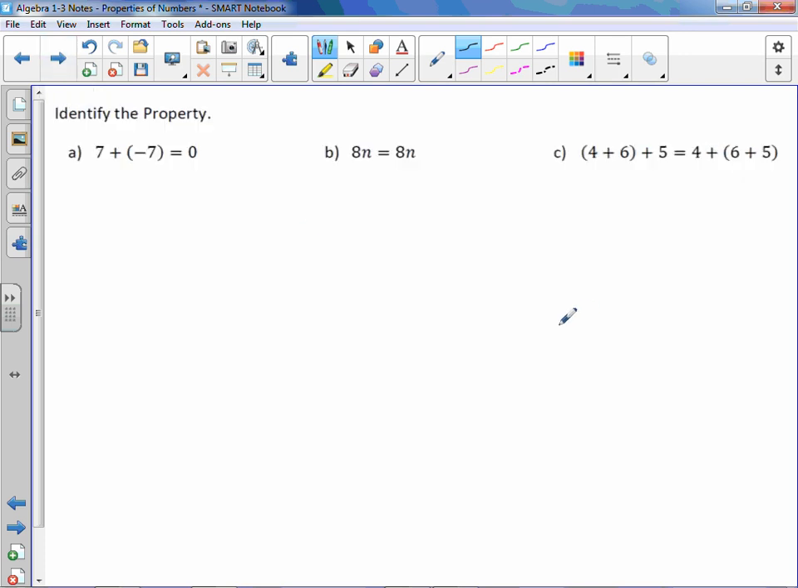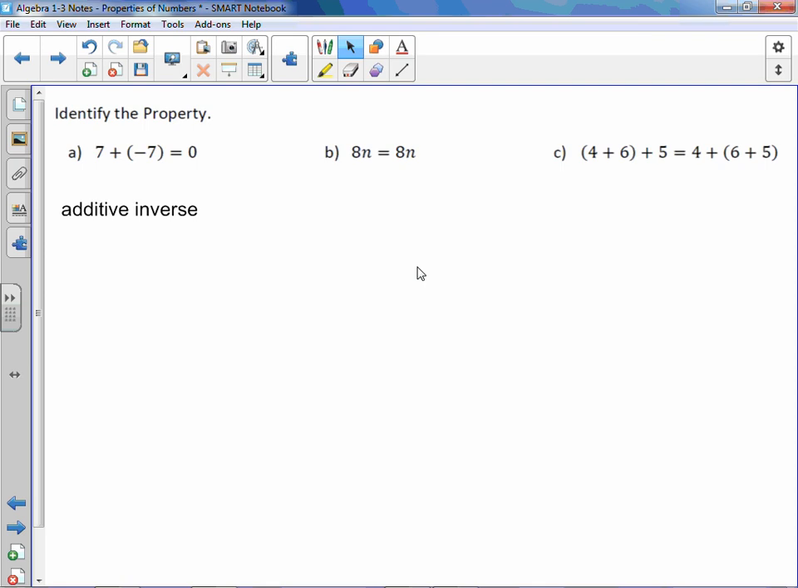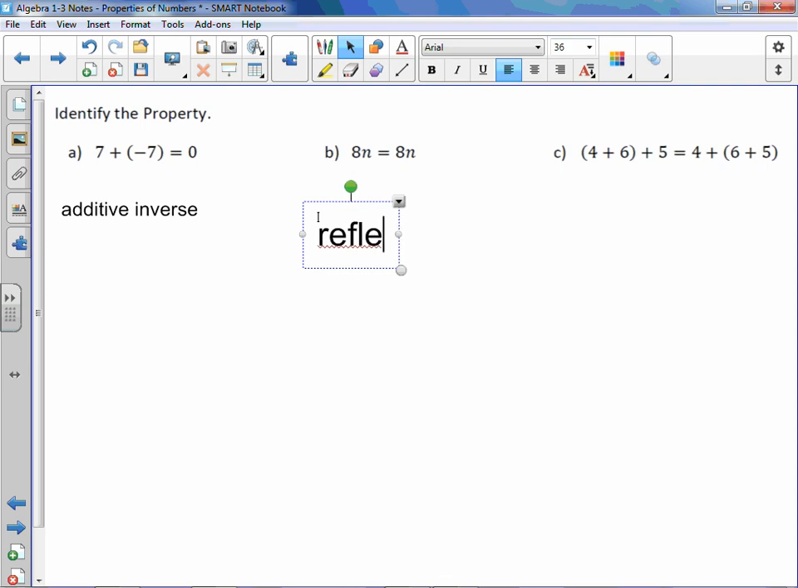So let's see if we can identify some of these properties. Here we're taking 7 plus negative 7, which equals 0. Well, those are inverses, 7 and negative 7, and we are adding, so this is an additive inverse. For letter B, we have 8n equals 8n. It's the same thing, so this is the reflexive property.